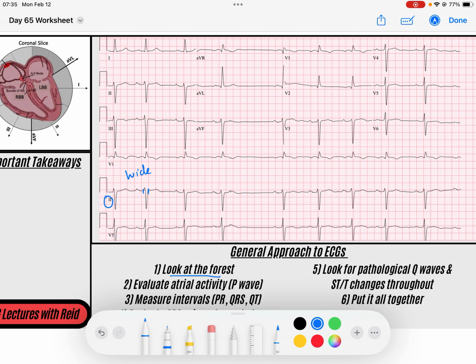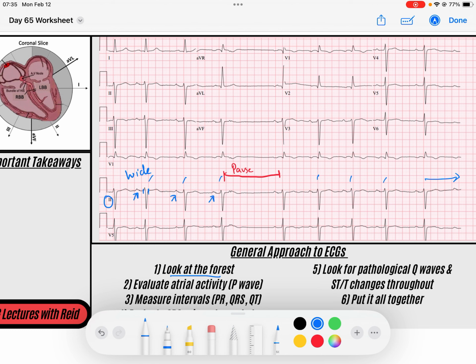Wide complex rhythm, and if we follow it throughout, it seems to be regular until we've got this pause here. And then it resumes, and we have this nice regular rhythm throughout the rest of the strip. So we'll work through that pause. Now that we've seen it, if you look, there are P waves before every QRS. So we've got some atrial activity. We've got a wide complex rhythm.